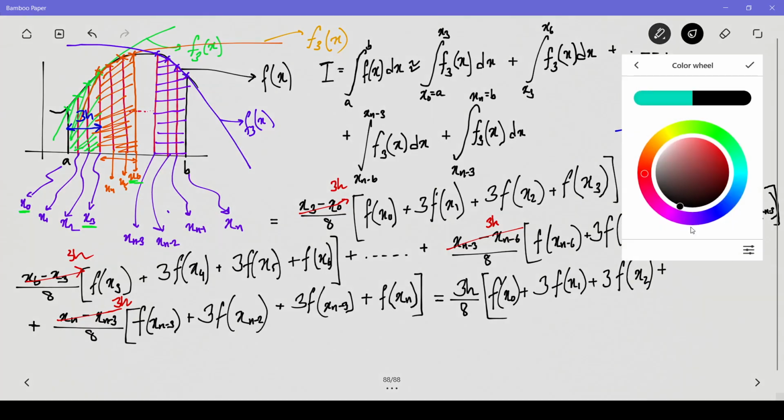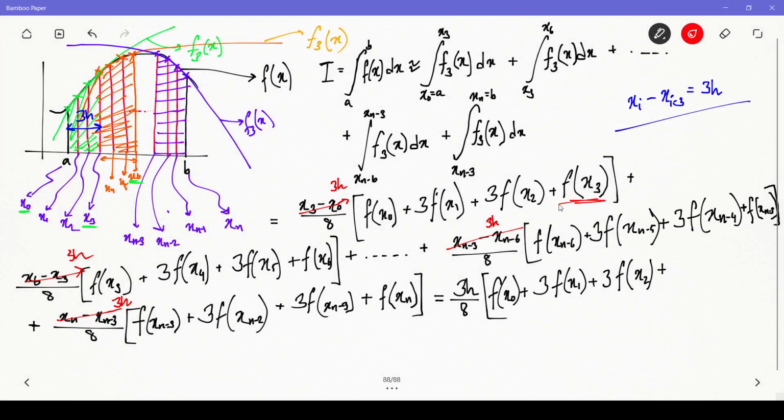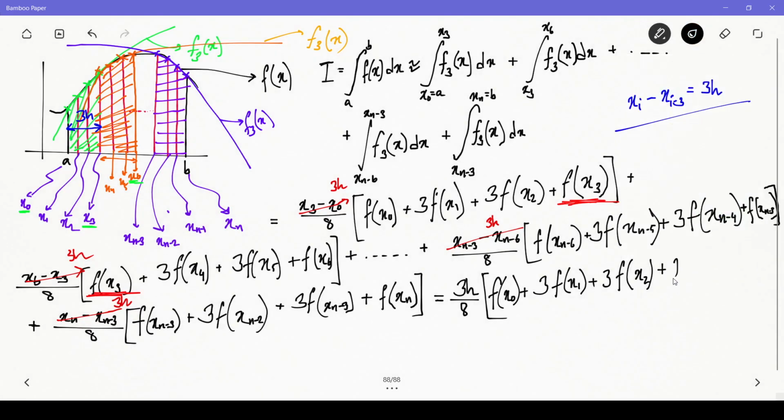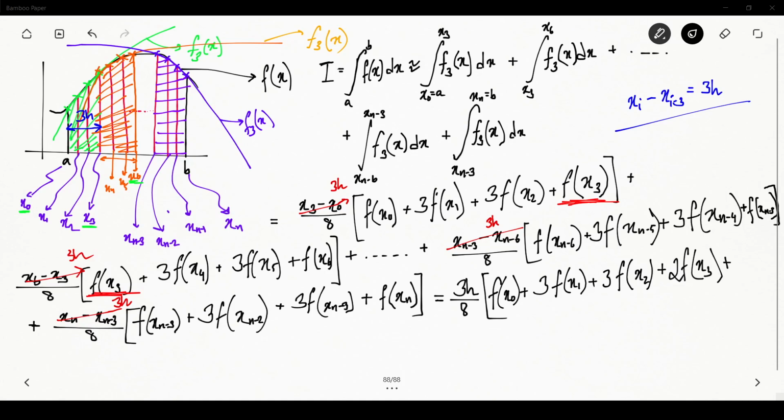plus, okay, notice that for this f of x3 term over here, we see an occurrence of f of x3 over here, as well as in the first term of the next term, right? Of the next, by term I mean this whole thing over here. So in the first part of the next term, we see another occurrence of f of x3, right? So we can write it together in aggregate as 2 times f of x3, right? Good. So now that we have written this, what do we do?